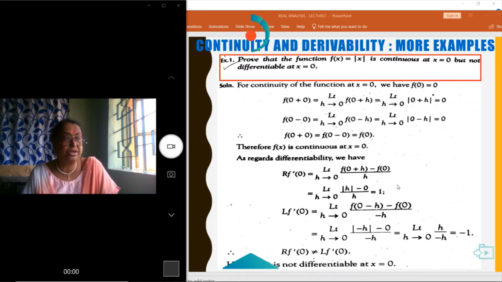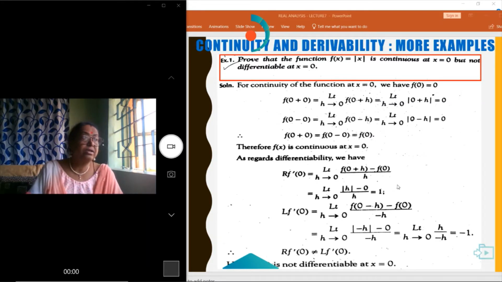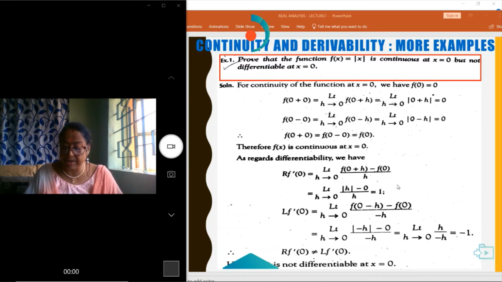Now for the differentiability we find the right hand derivative, Rf'(0), which can be written as limit h tends to 0 of (f(0+h) - f(0))/h, which gives us 1. So the right hand derivative is equal to 1 and the left hand derivative Lf'(0) is equal to -1. Since the right hand derivative is not equal to the left hand derivative, the function f(x) is not differentiable at x = 0.